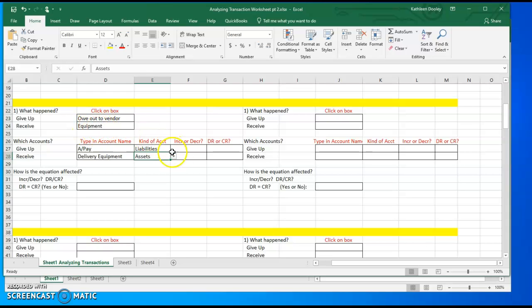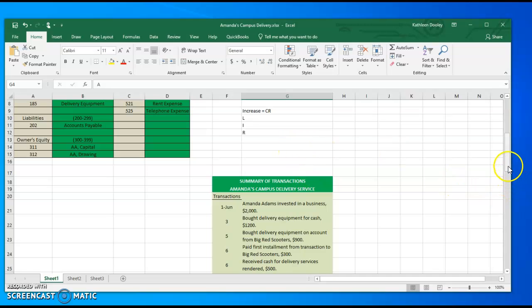Do we have more or less equipment than we had 5 minutes ago? Well, 5 minutes ago we had one piece of delivery equipment, now we have two, so that's an increase. Do we owe out more or less to the vendor than we did 5 minutes ago? Well, we owed out nothing to a vendor 5 minutes ago. Now all of a sudden we owe something to a vendor. So we owe out more to the vendor, so that's an increase. Again, this is stuff that we already had last week. Now we need to put in the debits or credits. So we have an increase in assets and an increase in liabilities.